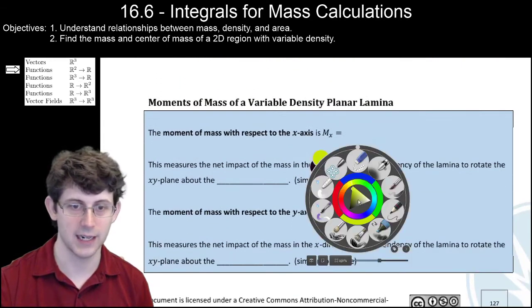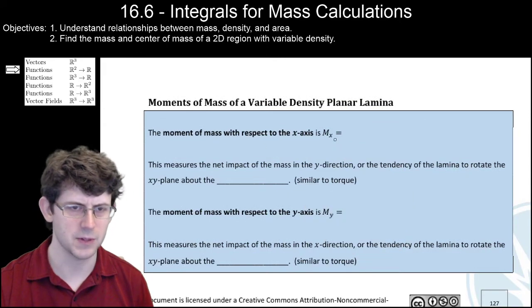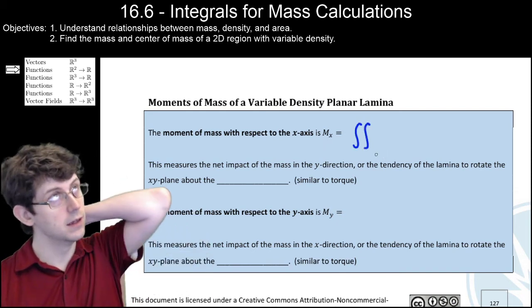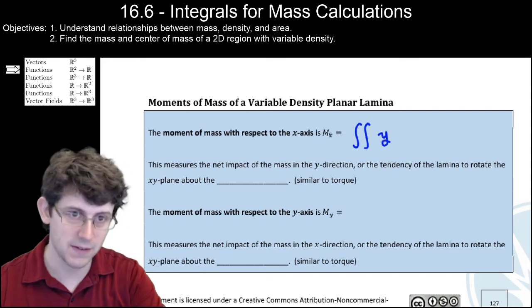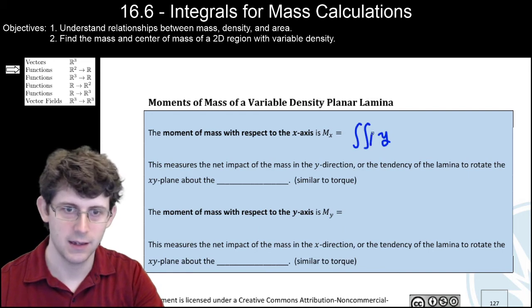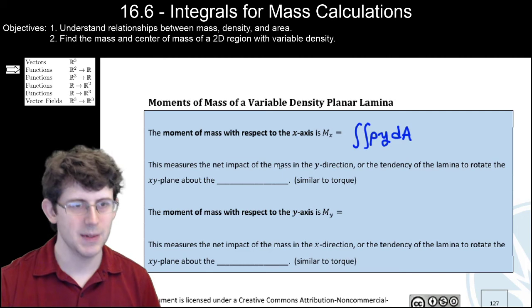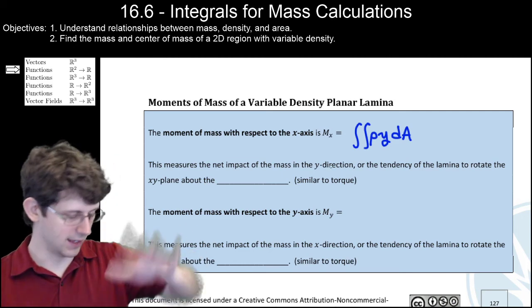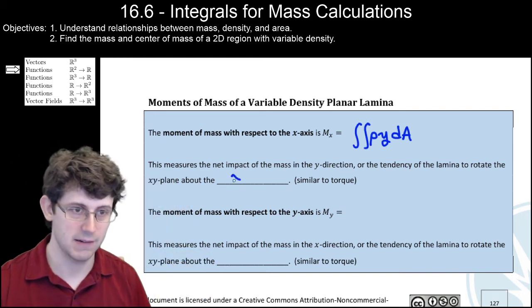So let's just write down these formulas in this box so we can have it done. The moment with respect to the x-axis is, I'll need to add up displacement from the x-axis, called y, and then I need to multiply by the density dA. This measures the net impact of the mass in the y direction. This is like the amount that the object wants to tip away from the x-axis.